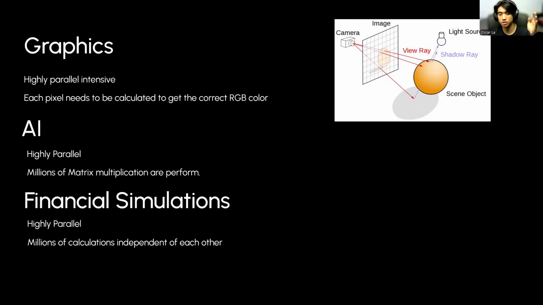And finally, financial simulations, which are also surprisingly highly parallel. There are just millions of calculations that need to be done independently of each other, and you can see the pattern: stuff that does not depend on each other, stuff that needs high computation, is perfect for the GPU.